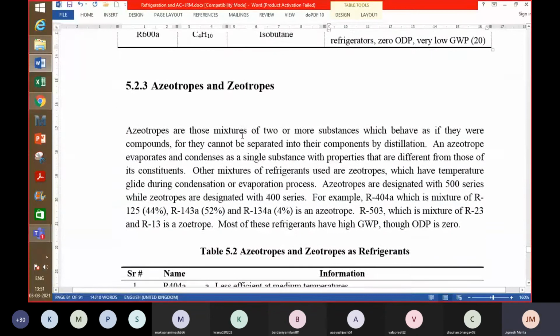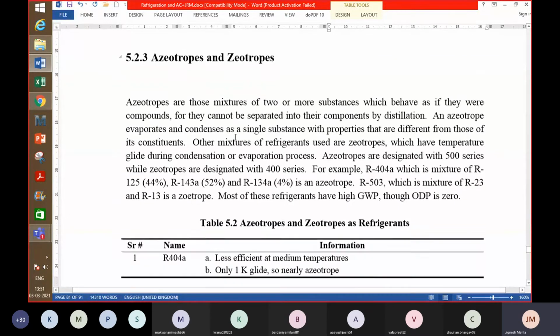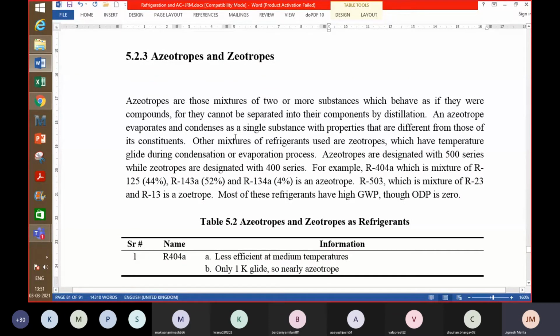Okay. Now there is another class of refrigerants which are basically mixtures, and they are called azeotropes and zeotropes. Azeotropes are mixtures of 2 or more substances which behave as if they were compounds, for they cannot be separated into their components by distillation. An azeotrope evaporates and condenses as a single substance. So even though it's a mixture, the evaporation and condensation will occur at constant temperature.